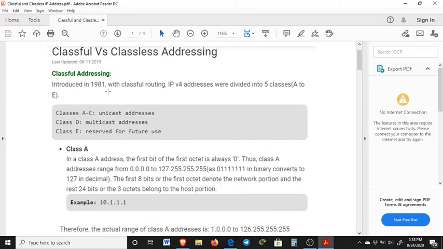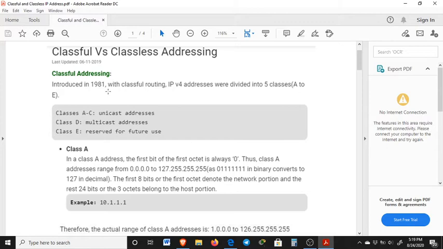Introduced in 1981 with classful routing, IP version 4 addresses were divided into 5 classes. With IP addresses, we've got two versions: IP version 4 and IP version 6. But currently, the one that is being used is IP version 4.